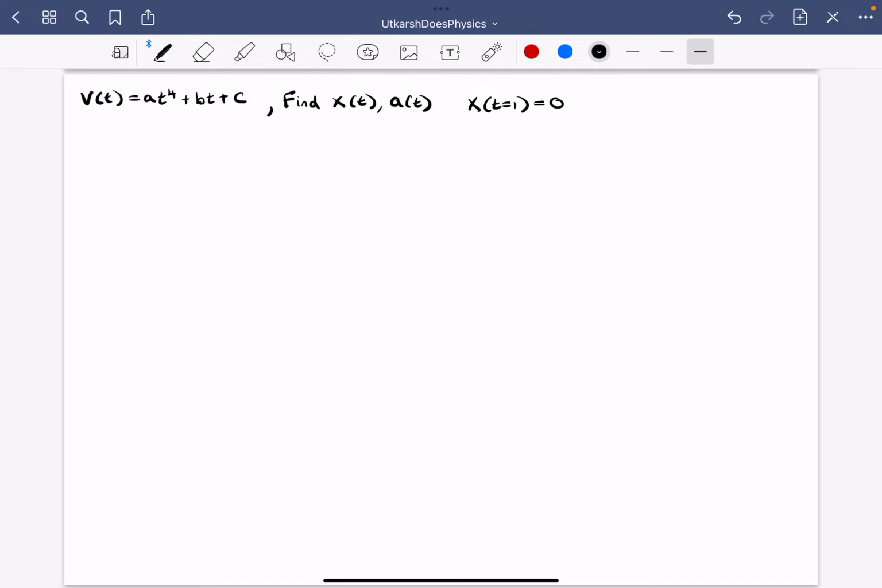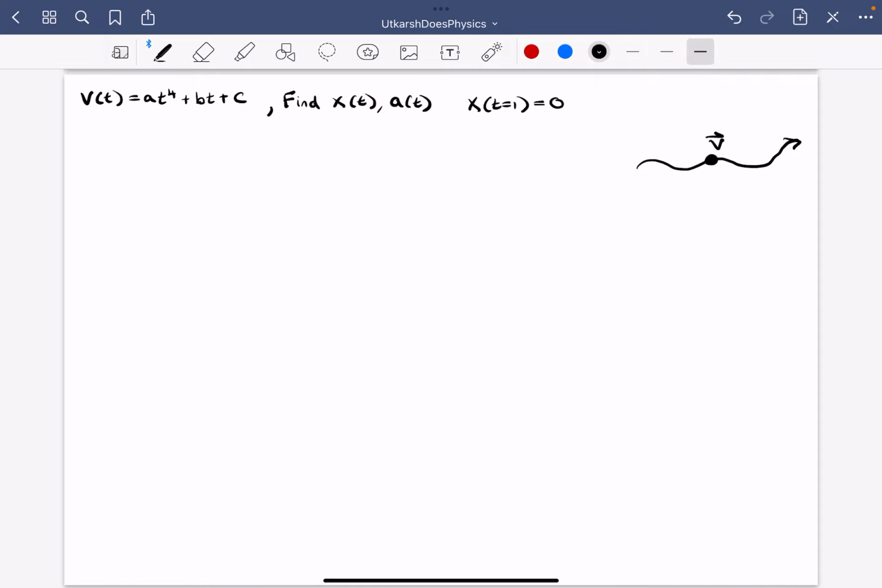Hello everyone, today we're going to be doing a projectile motion question. So here in this question we have a particle moving along at whatever position we want. And they give us the velocity of this particle. And they want us to find the position and acceleration.